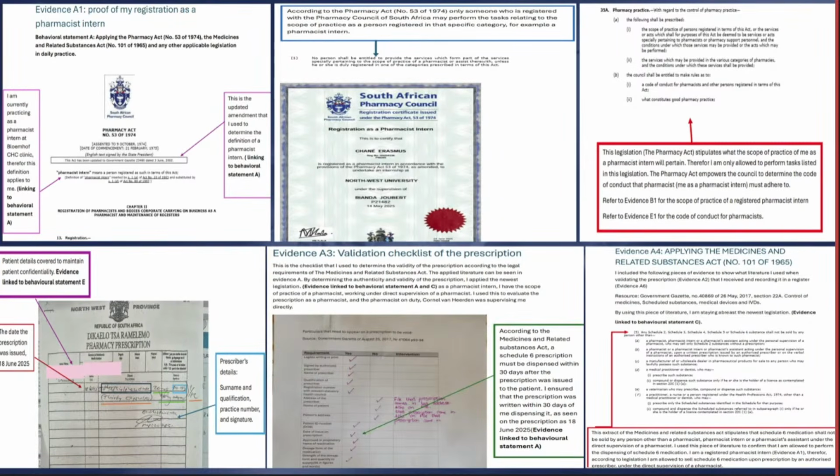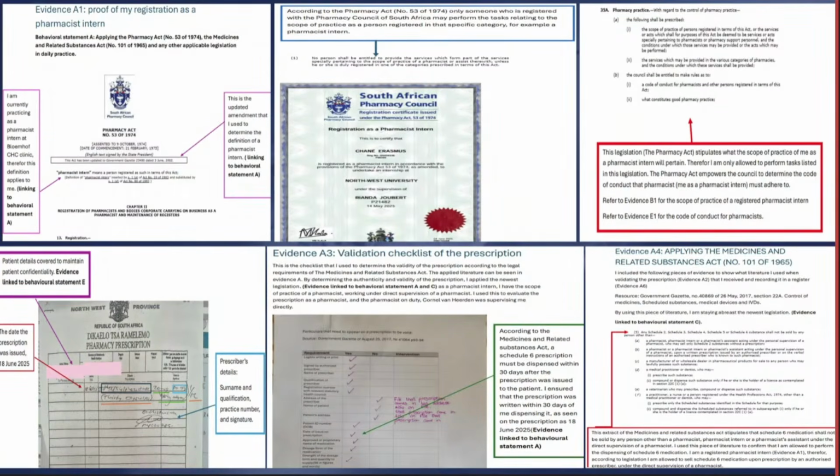So you can see the description there, which is nicely done, and it's linked to behavioral statement C, which is there. It says in the annotation, this extract of the Medicines and Related Substances Act stipulates that Schedule 6 medication shall not be sold by any person other than a pharmacist, pharmacist intern, or pharmacist assistant under the direct supervision of a pharmacist. I use this piece of literature to confirm that I'm allowed to perform the dispensing of Schedule 6 medication. I'm a registered pharmacist intern.